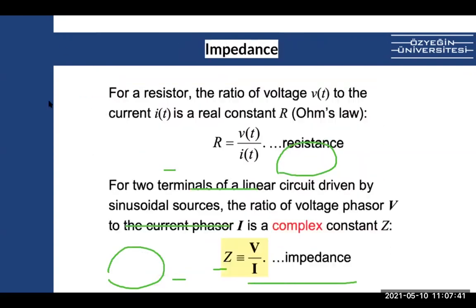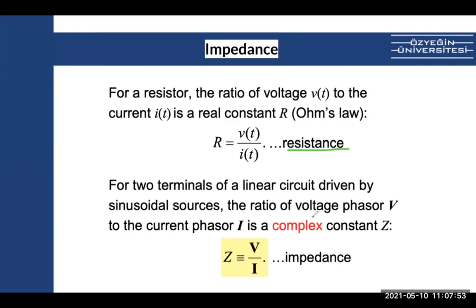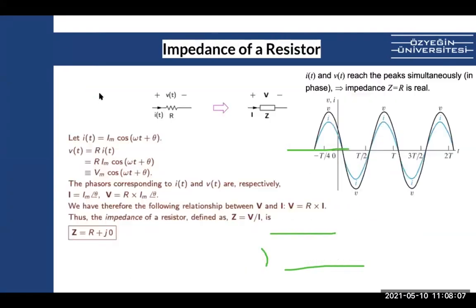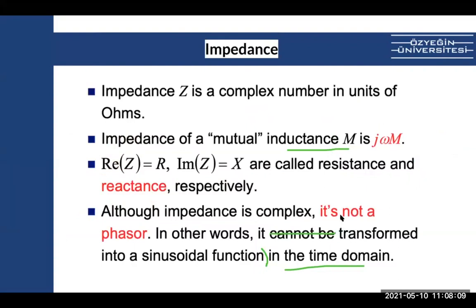We did some examples, and then we explained the impedance. The impedance is just similar to a resistance. We now deal with complex numbers. So the division of phasors, voltage phasor divided by current phasor, is impedance. And we looked at the impedance for different terms. Don't forget, impedance is not a phasor though. You can write it like a phasor, but it's not a sinusoidal signal. It cannot be transformed to a sinusoidal function.